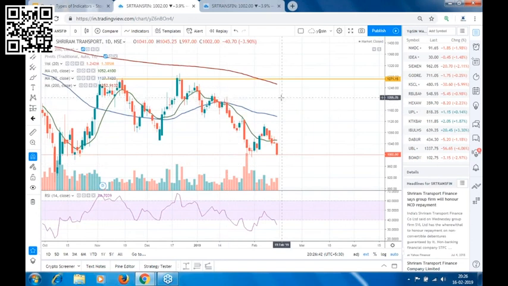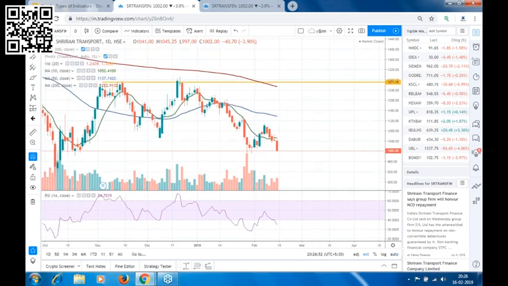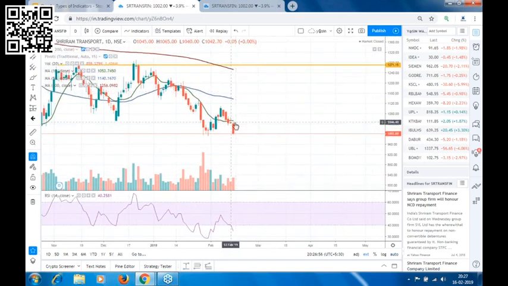See, you have to analyze 4 charts. First, your decision will be based on your daily chart, what you see on the daily chart. Now if I look at the daily chart of Shriram Transport, Shriram Transfen, then I see a bearish candle formation.